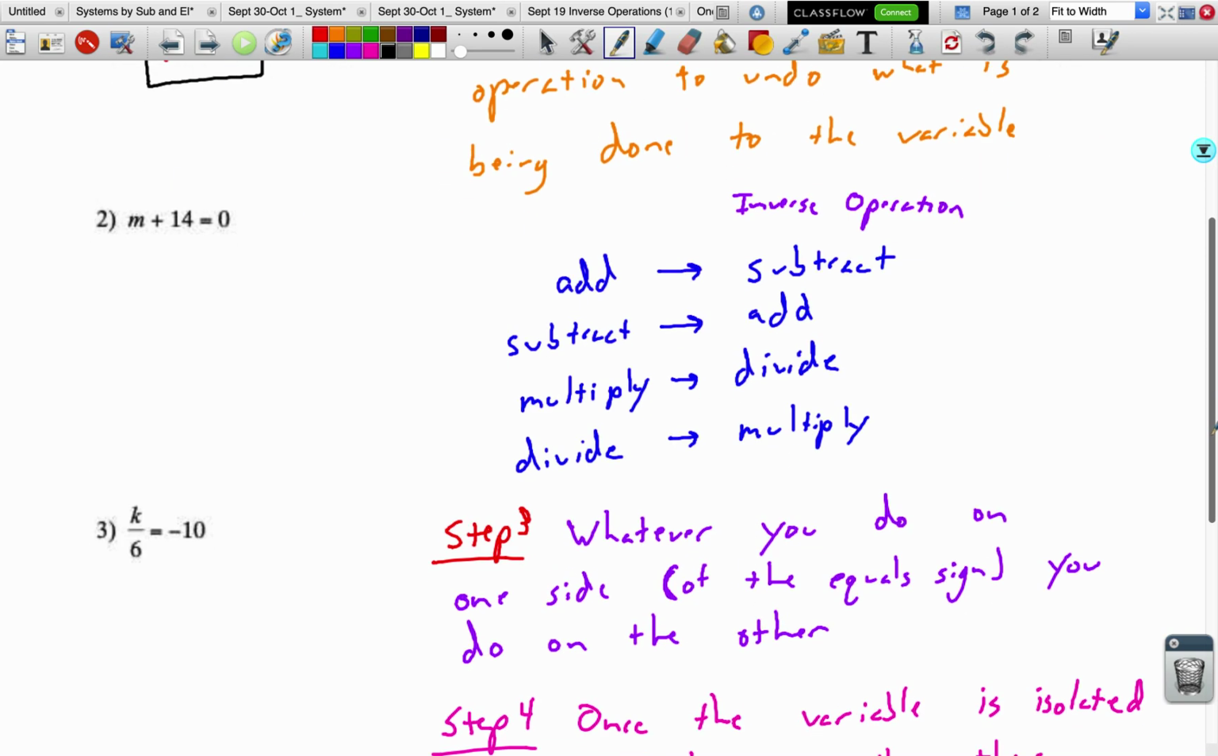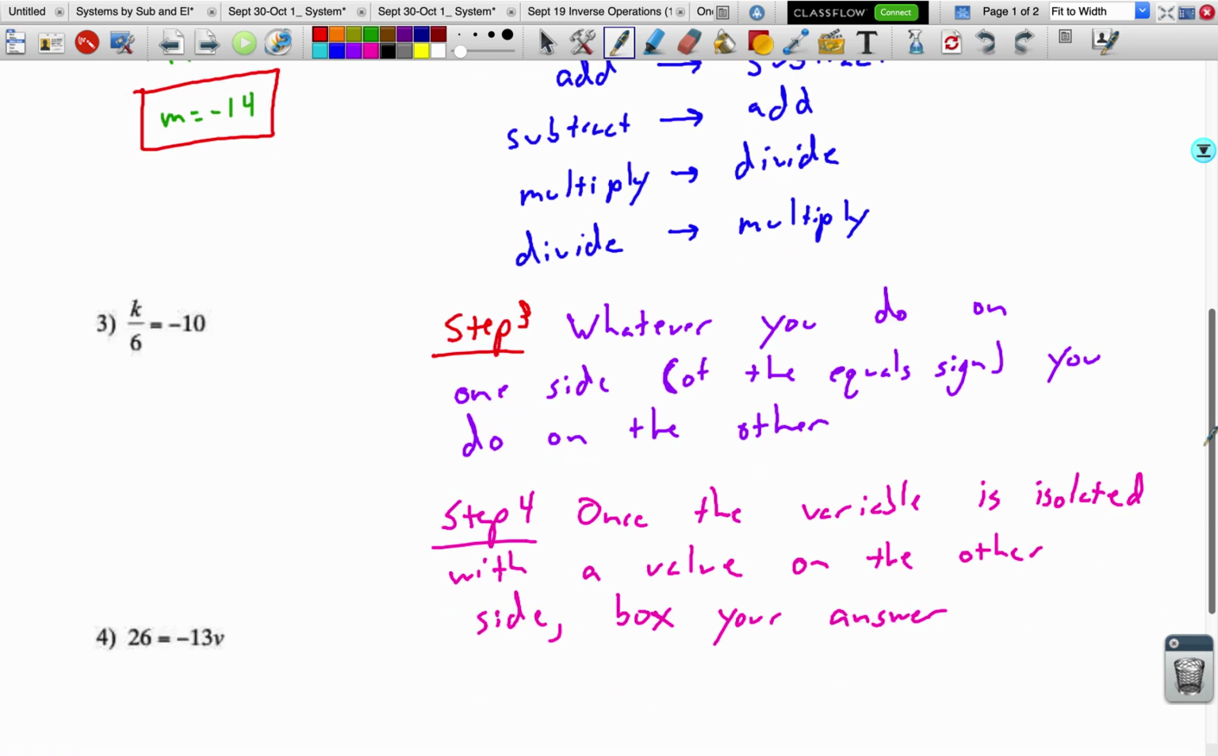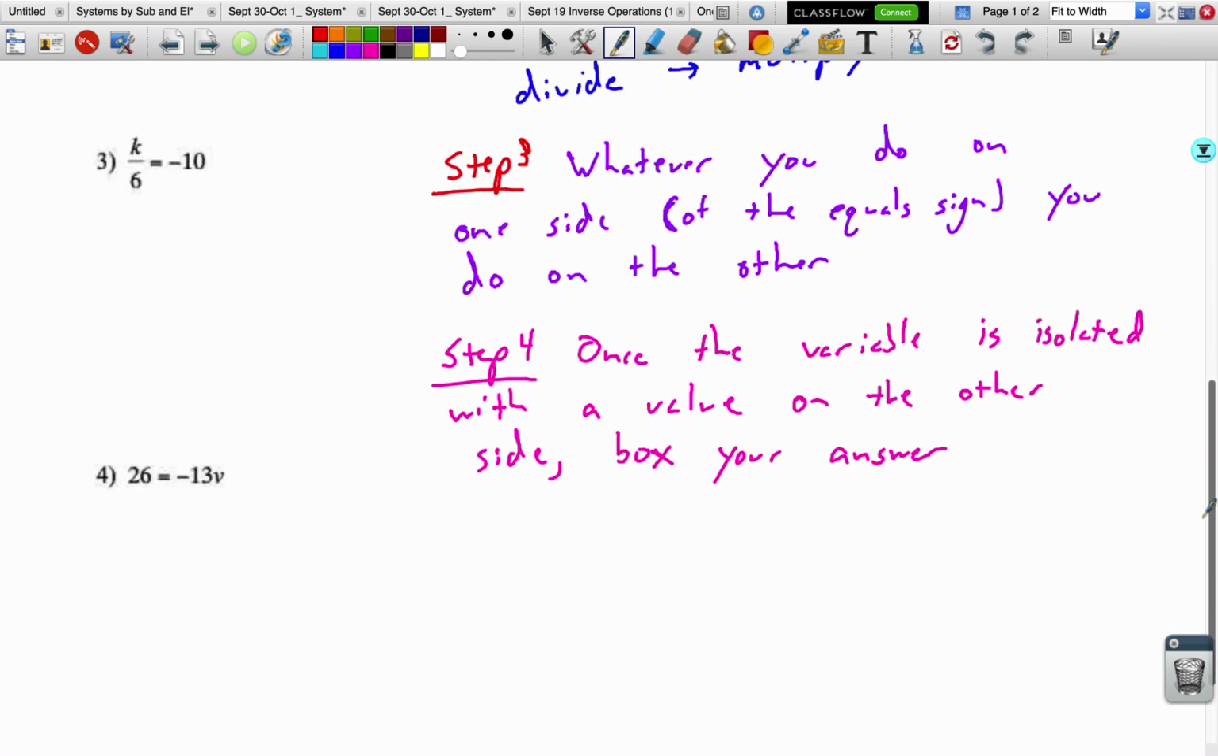Let's look at problem number 2. M plus 14 equals 0. So m is being added by 14. The inverse operation is subtraction, so I subtract 14 from over here. I have to do that over here as well. Now I get m equals negative 14. Variable is isolated, number on the other side. Box your answer.